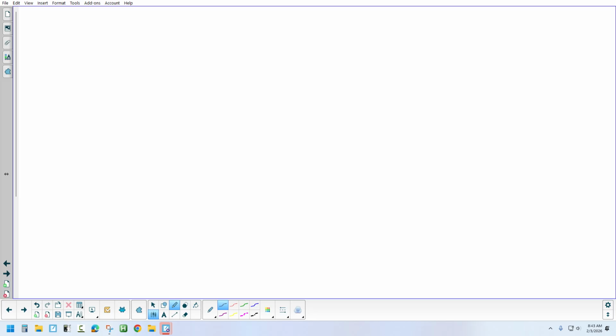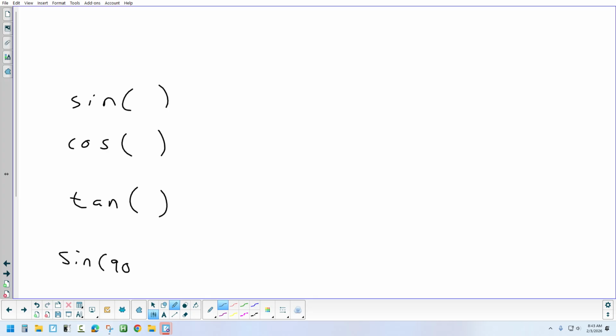Sine, cosine, tangent. And inside those parentheses, remember that's called the argument. There's no multiplication. So when you write something like this, there's no multiplication in that problem at all. It's just saying this is the number that we're filling into this function.